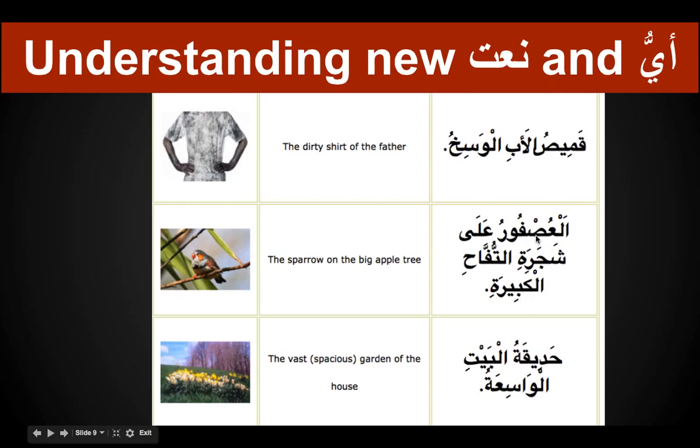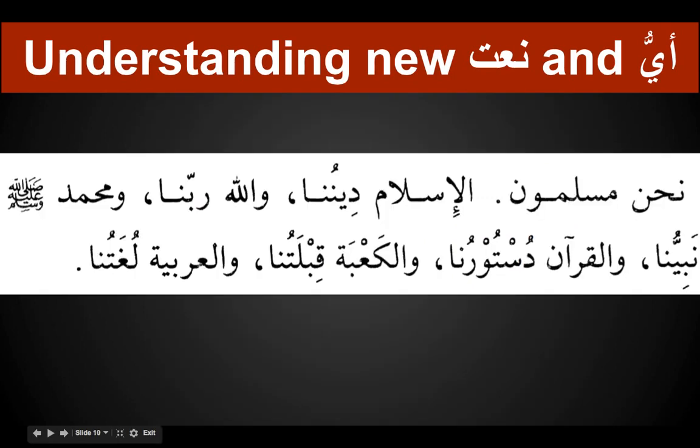So how do we translate? The sparrow is on big tree of apple. That will be actual translation, but we'll say it's a big apple tree. Hadikhatul baiti wasi'atun. Hadikhatu is garden of house, but wasi'atu is in dhamma, so it is not for Hadiqa. So we'll say the big or spacious garden of the house. So that is how we translate and understand the Naat.